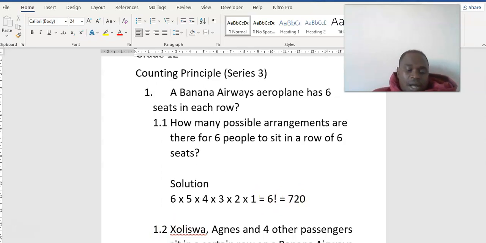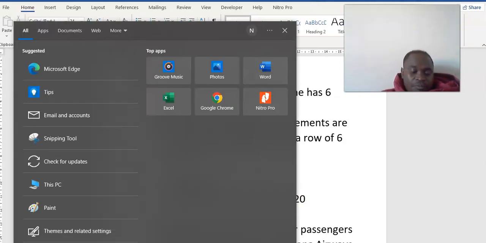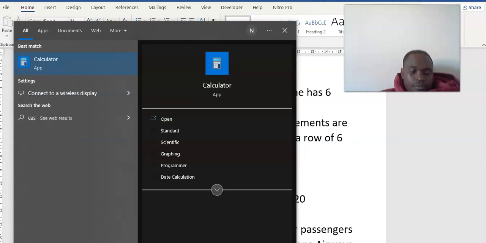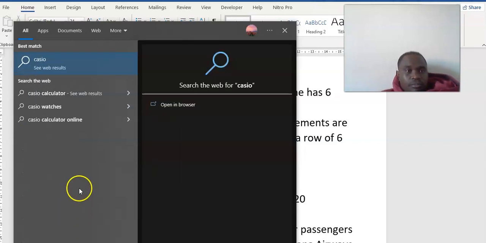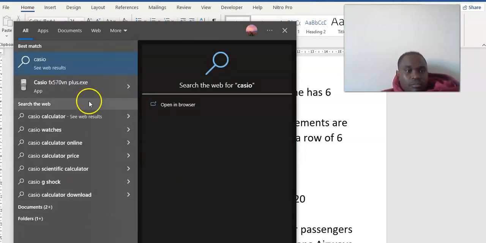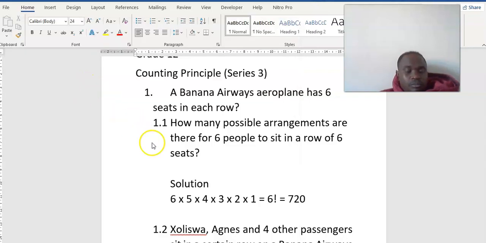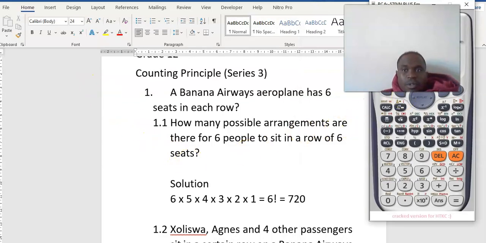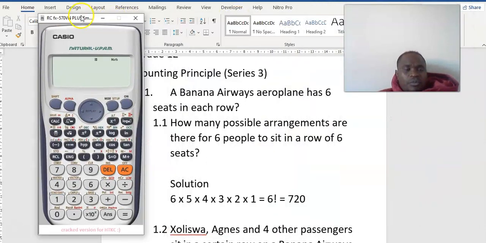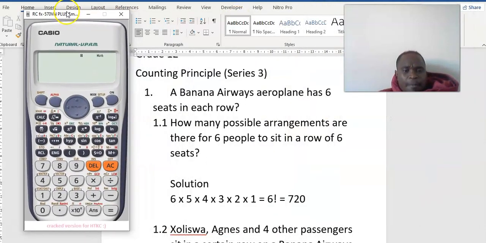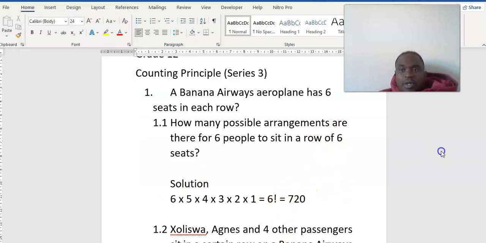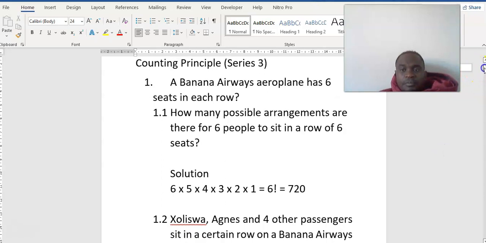Now, how do you press this on the calculator? It's going to be 6 factorial, and it gives us 720. Alright, let's look at the next question.